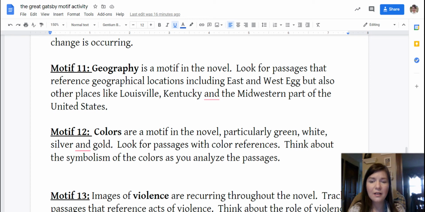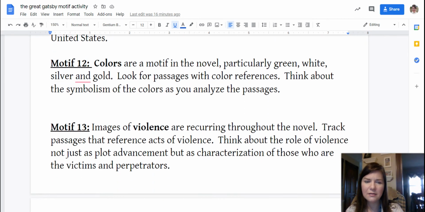Motif 12 is colors. I already mentioned this, but this is probably the easiest one to track. But if you're tracking it, I really want you to, in your comments, start noting some of the things that you're remembering are the same, okay? When does white show up all the time? When does gold show up all the time? When does green show up? What do they have in common? I really want your comments to become increasingly in depth as you're doing this. It's easy to find them. It's harder to figure out what the commonalities are.